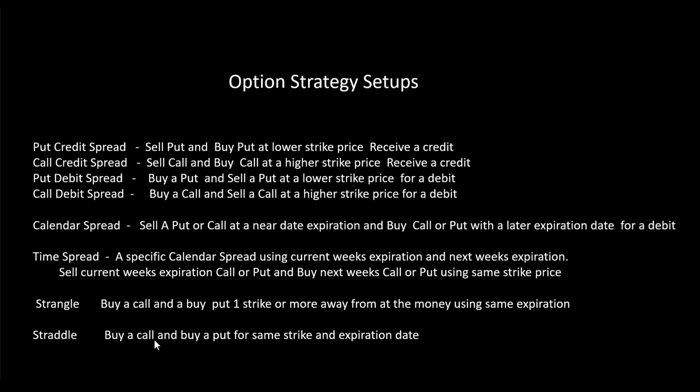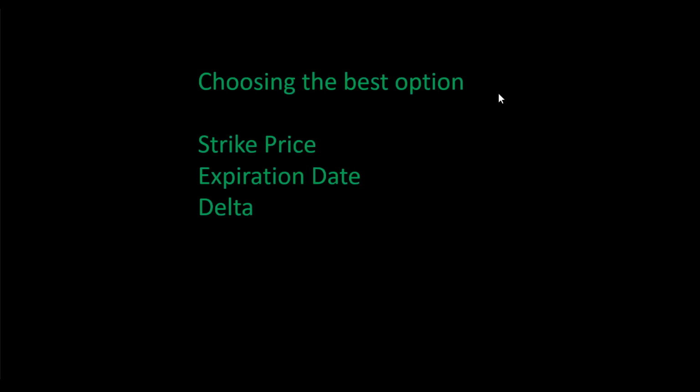A straddle is the same thing, except if the stock's trading at 100, you're buying a 100 call and buying a 100 put. So that's a straddle. You're looking for the stock to move up big or down big enough to cover the cost of the call and the put that you bought. Strangles are cheaper to buy because they're out of the money already. Straddles are more expensive, but they can move better because the stock doesn't have to move as much to be in the money, because you're already in the money. All right, so those are the option strategy setups.